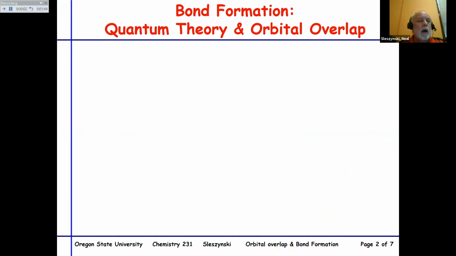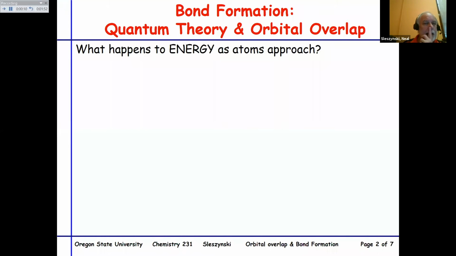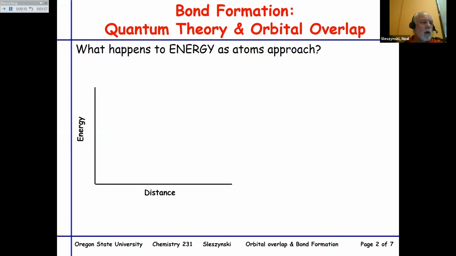Well, let's see how that bond formation overlaps with our understanding of quantum theory and how we're going to form that chemical bond. From an energy point of view, what happens as these atoms approach each other? Well, we're going to draw a diagram that has distance on the x-axis and energy of the system that we're looking at on the y-axis.